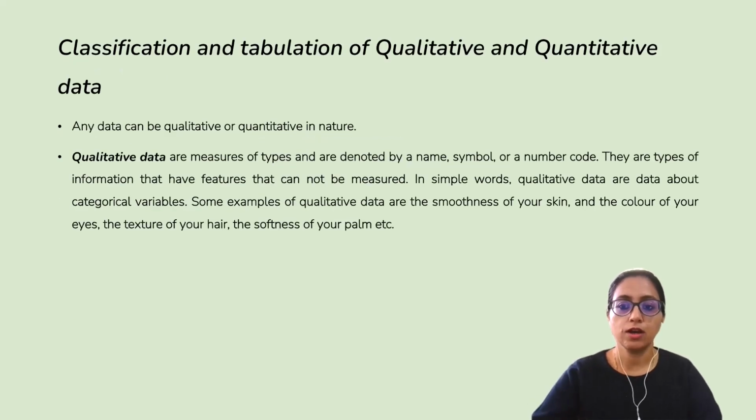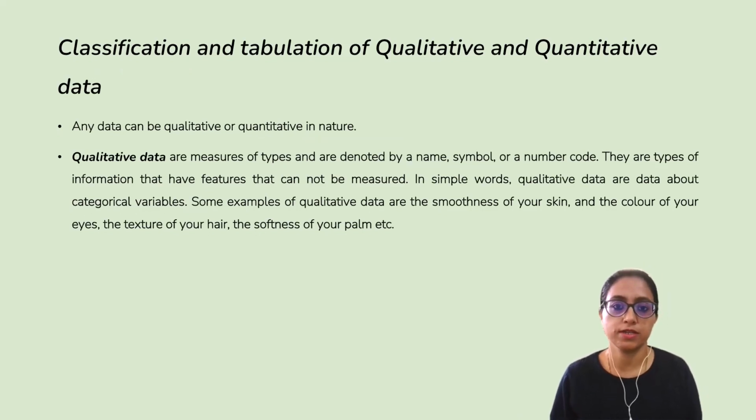So first of all, we should know what we mean by classification and tabulation of quantitative and qualitative data. Before moving into that, we should know what is qualitative data and what is quantitative data. Any data can be either quantitative in nature or qualitative in nature. What is qualitative data? Qualitative data is basically categorical data. So there are several categories involved.